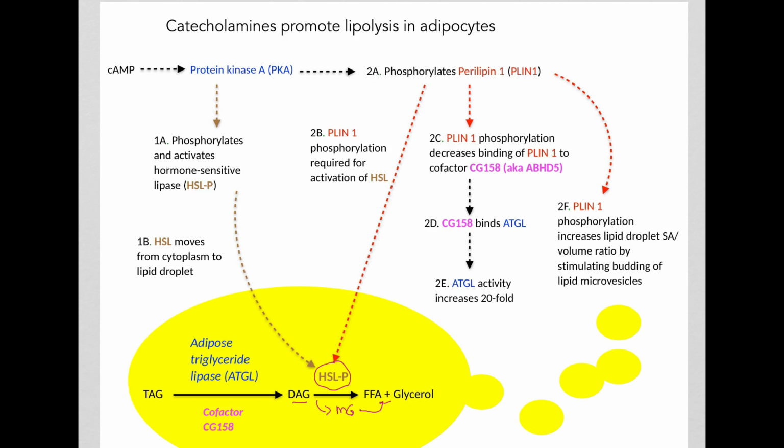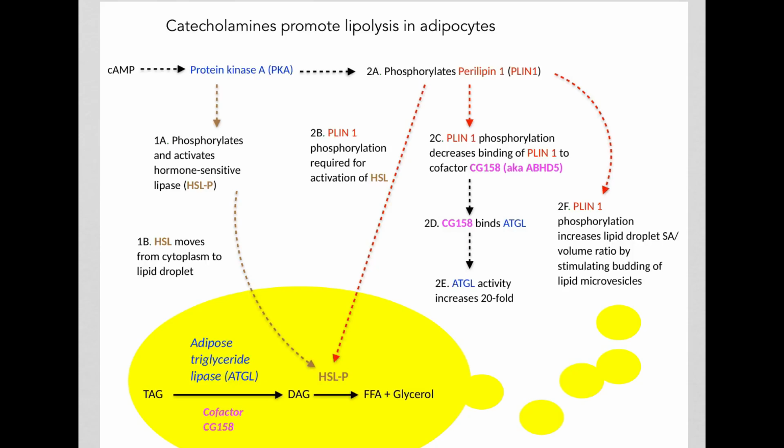So one of the effects of protein kinase A in the adipocytes is that it will phosphorylate and activate this enzyme, hormone sensitive lipase. And once it's activated, this enzyme moves from the cytoplasm to the lipid droplet, where it will start breaking down the diglycerides.